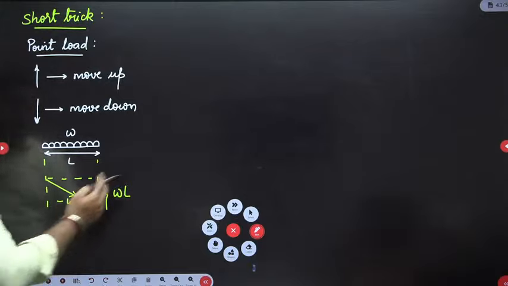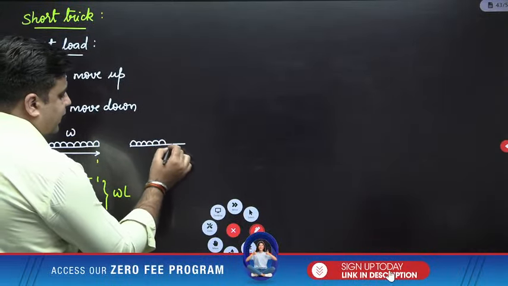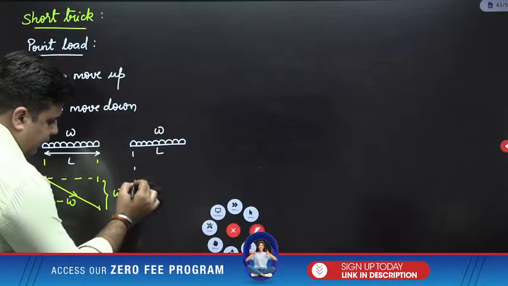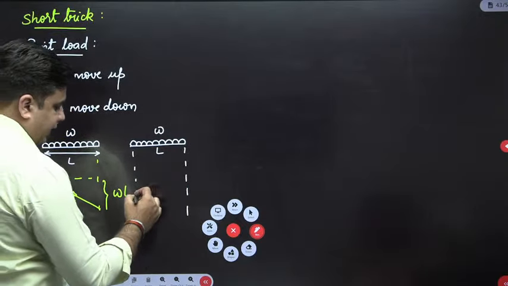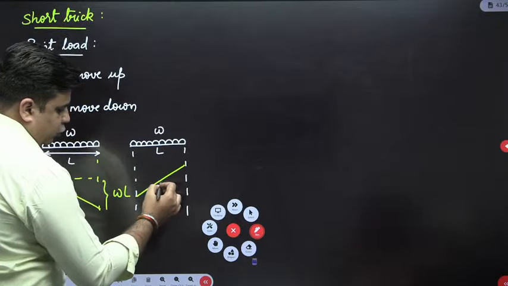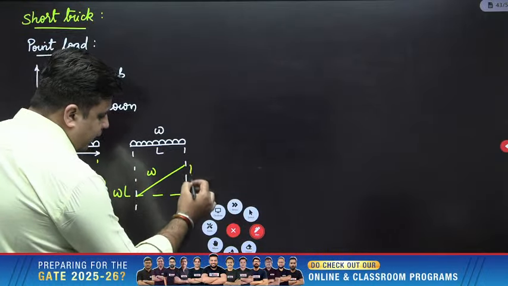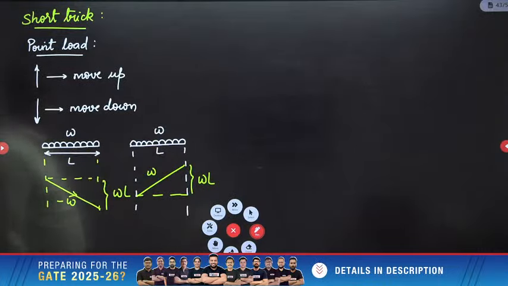If you have an upward acting UDL like this, whose intensity is W and length is L, then in the shear force diagram, you need to move up linearly like this, and the slope of this line will be plus W. This total upward movement will be equal to W into L, which is the total load due to this UDL.